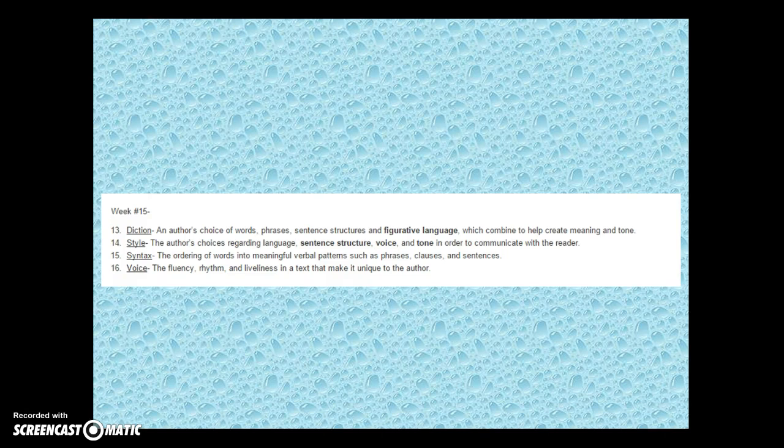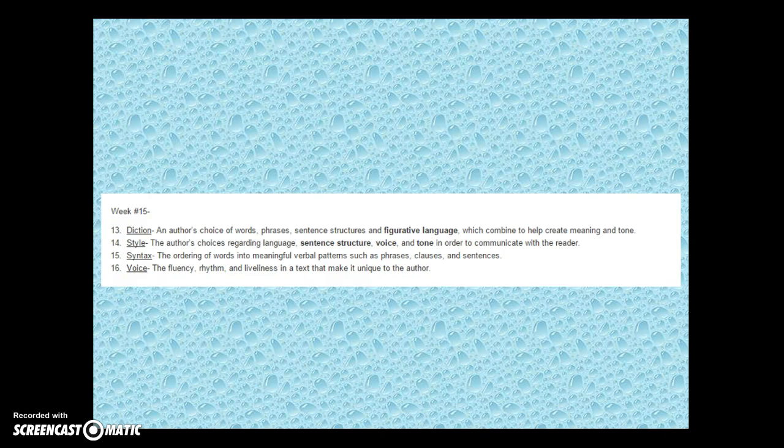So diction, the first one, says an author's choice of words, phrases, sentence structure, figurative language, which help to create meaning and tone. So diction is the words themselves, what the author is using, and I'll go into that more in a moment. Style, also known as author's style or writing style, it says the author's choices regarding language, sentence structure, voice, tone, in order to communicate to the reader.